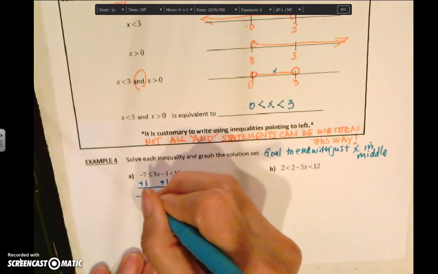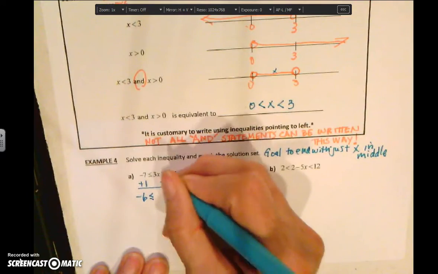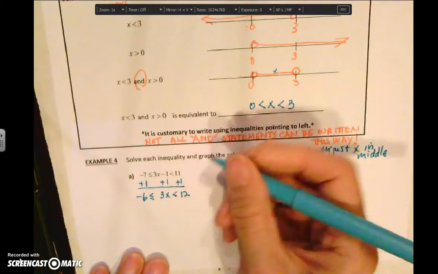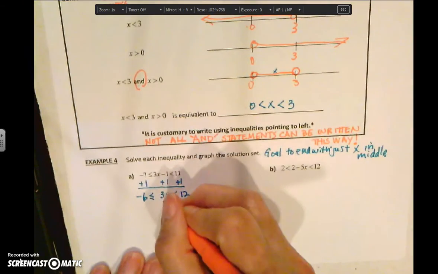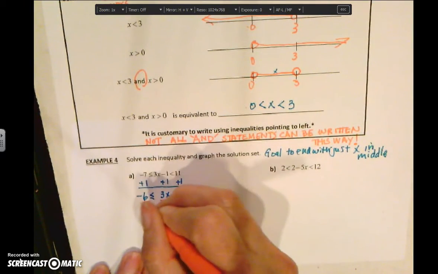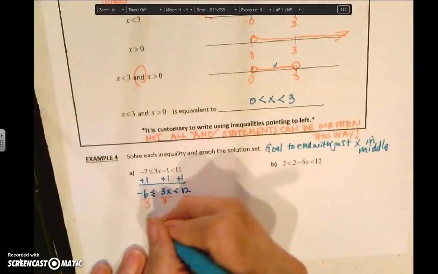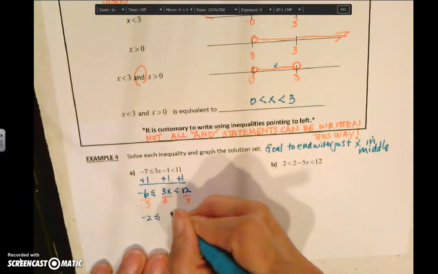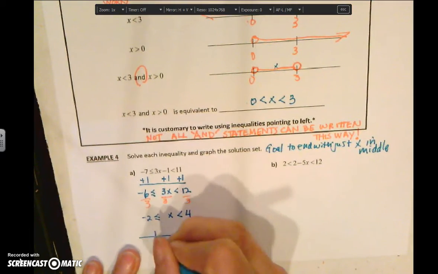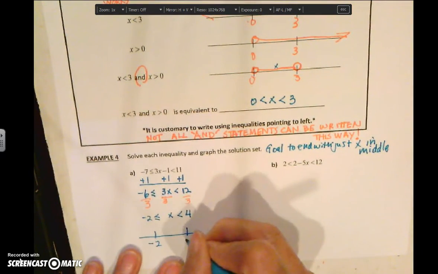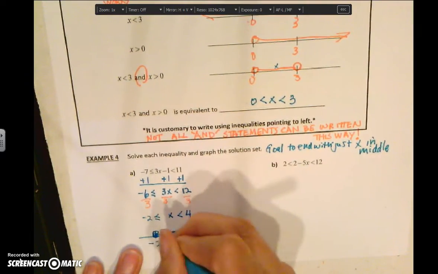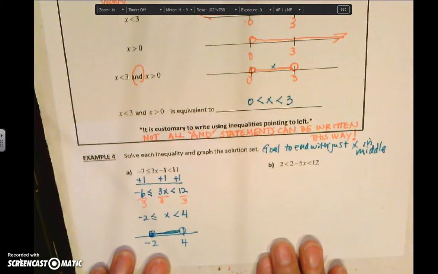And that's going to give me negative 6 is less than or equal to 3x is less than 12. And then, because I want an x in the middle, I'm going to divide everything by 3. And that's going to give me negative 2 is less than or equal to x is less than 4. And if I had to draw it on a number line, I'd have a negative 2 and a 4, a colored dot on negative 2, an open dot on 4, and everything in between.